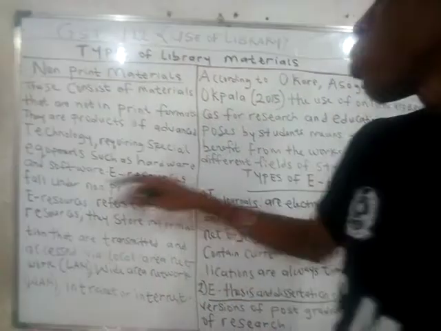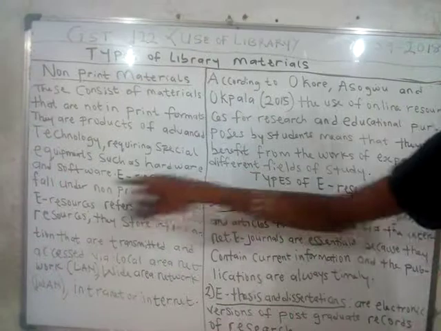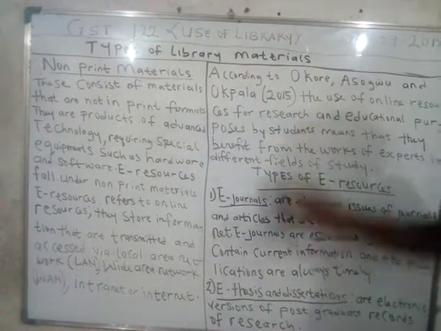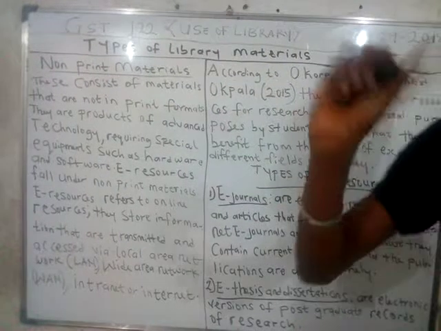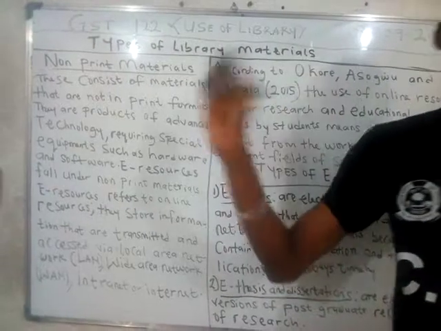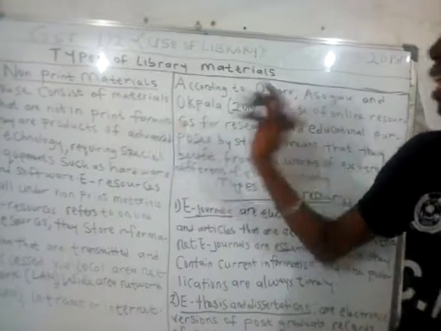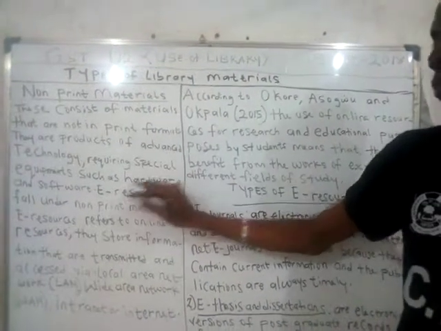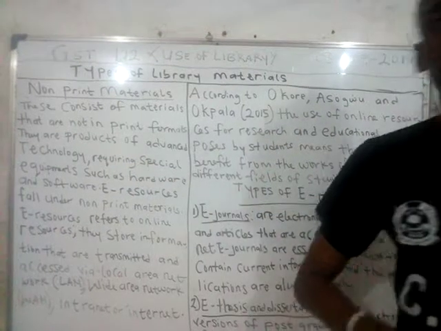Now, e-resources fall under non-print materials. Now, we talk of non-print materials. These types are not the ones that are printed in books. They are not printed in black and white. Rather, they are online. And now, e-resources fall under non-print materials.